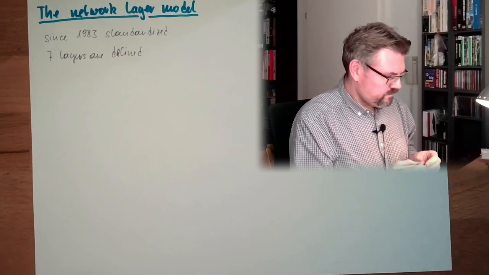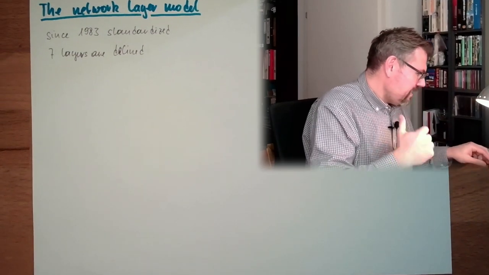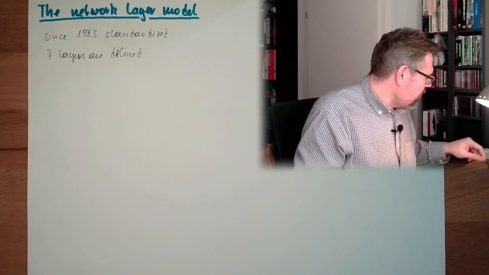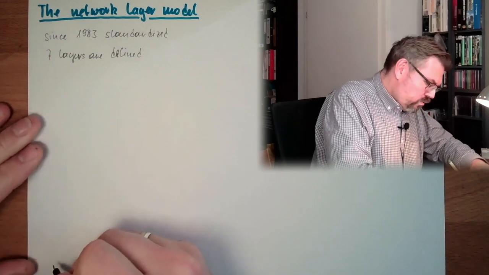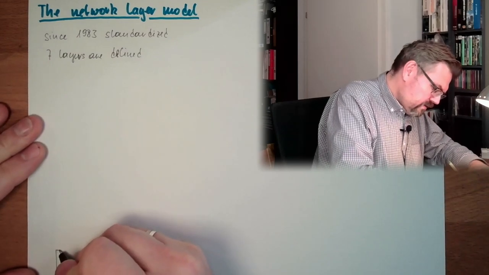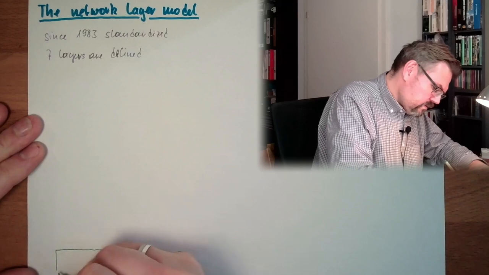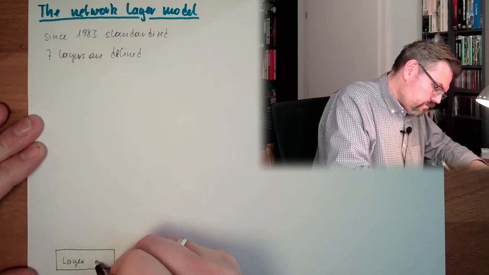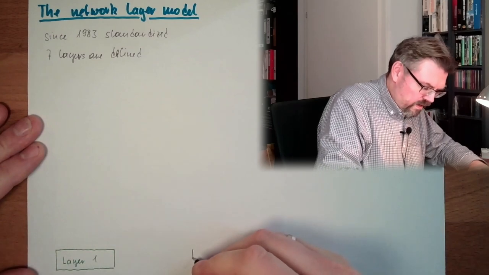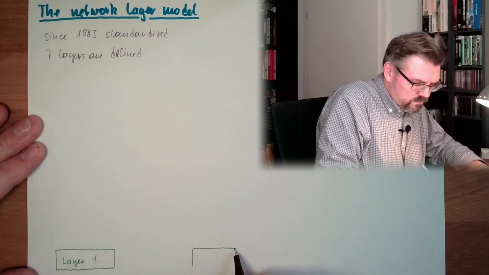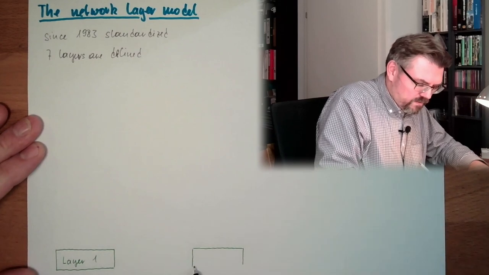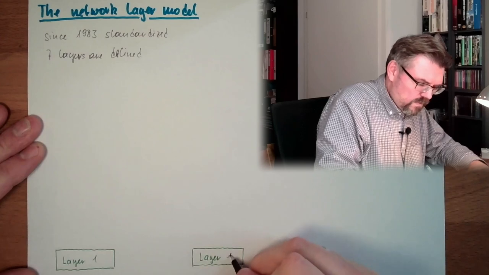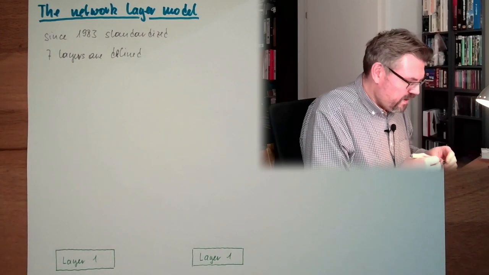What does it mean? Well, each layer has a certain meaning, a certain purpose, like I said. So there is one layer here, for instance. This is layer one. And then here we have a layer one. So this is the communication partner. Layer one, by the way, is called the physical layer.